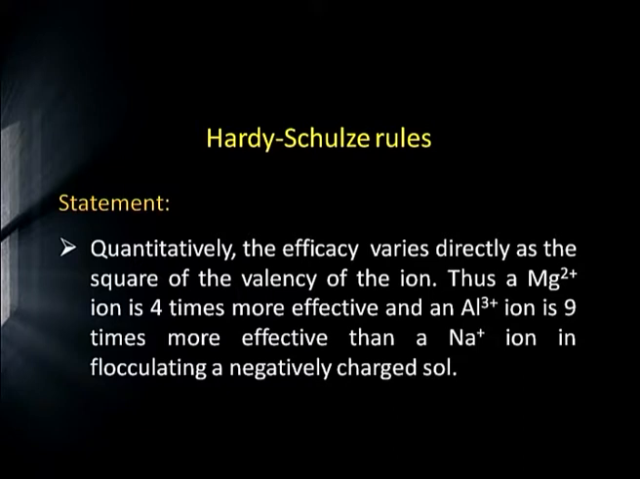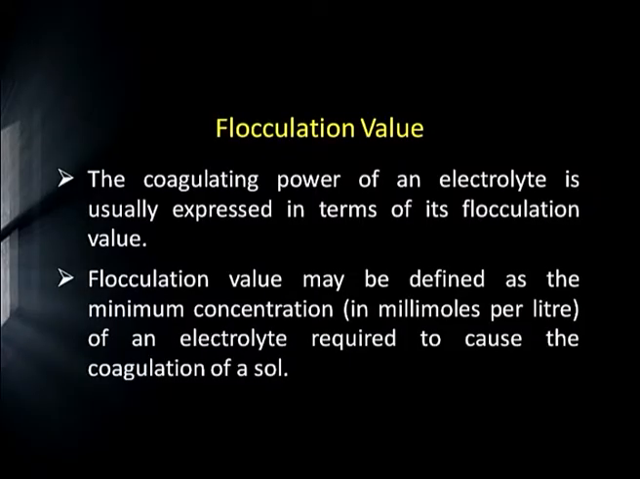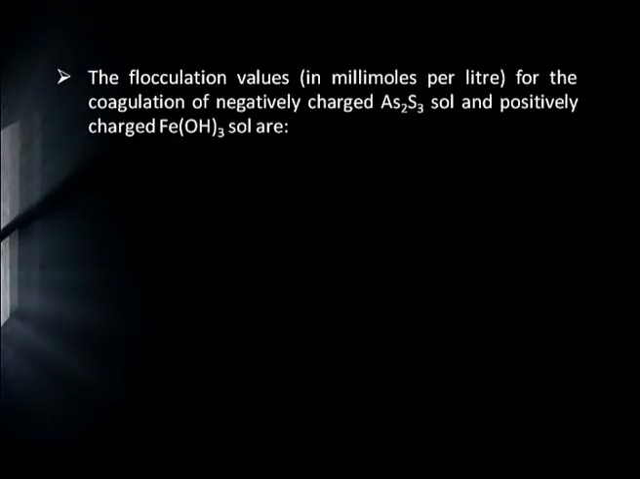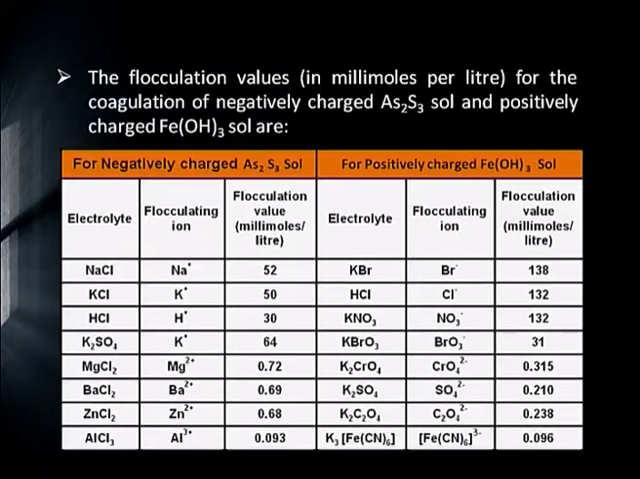Similarly, aluminum ion, which is trivalent, is 9 times more effective than sodium ion in getting the flocculation done. The coagulating power of an electrolyte is usually expressed in terms of its flocculation value. We can define flocculation value as the minimum concentration in millimoles per liter of an electrolyte required to cause the coagulation of a sol. The flocculation values in millimoles per liter for the coagulation of negatively charged arsenious sulfide sol and positively charged ferric hydroxide sol are given in the table here.